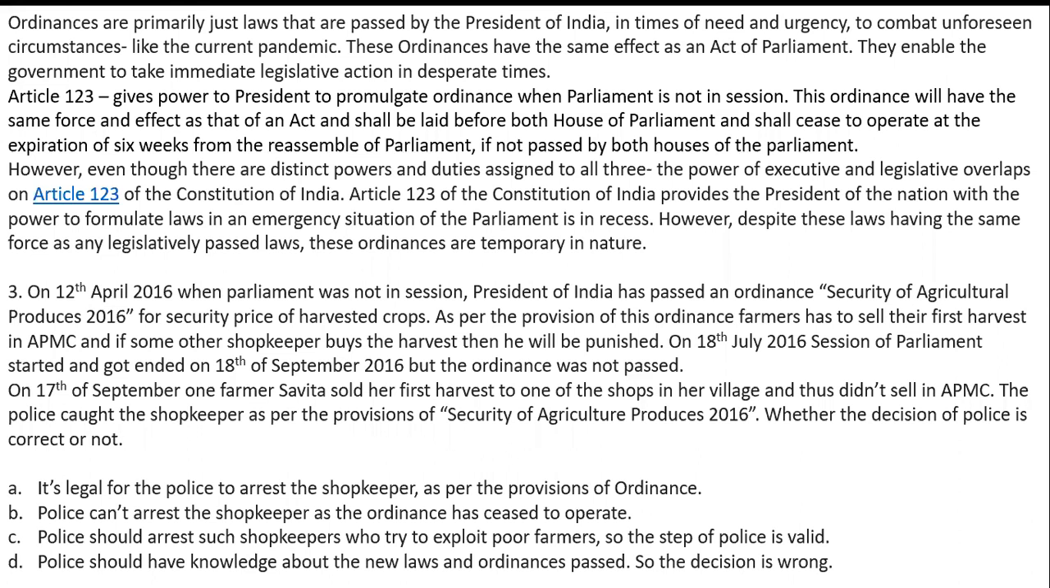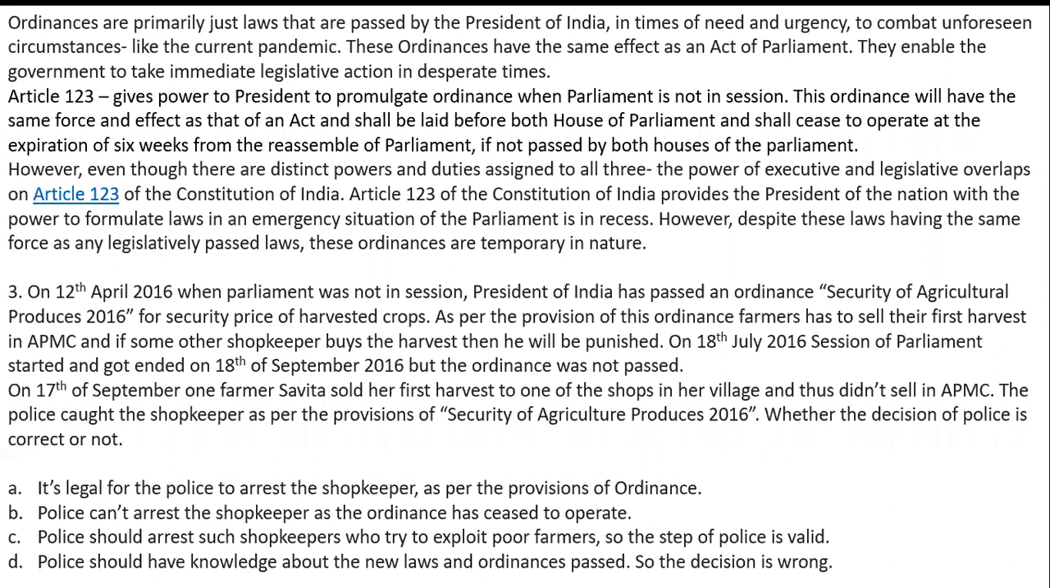Coming to option B: police can't arrest the shopkeeper as the ordinance has ceased to operate. Okay, this seems correct. Coming to option C. Option C suggests that police should arrest such shopkeepers who try to exploit poor farmers, so the step of police is valid. As I already mentioned, stay away from these kinds of suggestions unless they match the passage. It's not matching with the passage. Nowhere is it suggested that police should arrest such shopkeepers who try to exploit poor farmers. We are going to apply legal principles, not moral principles. So this is a wrong option.